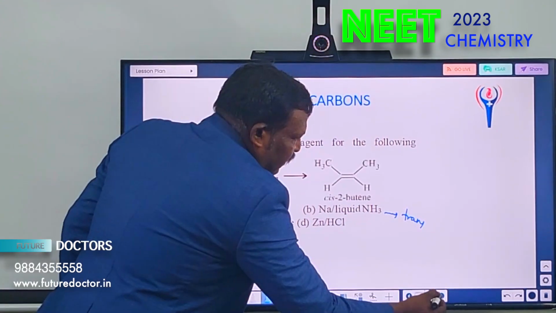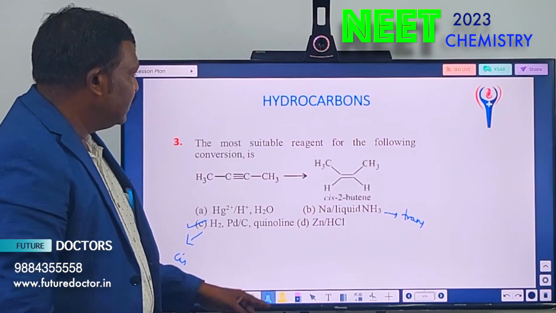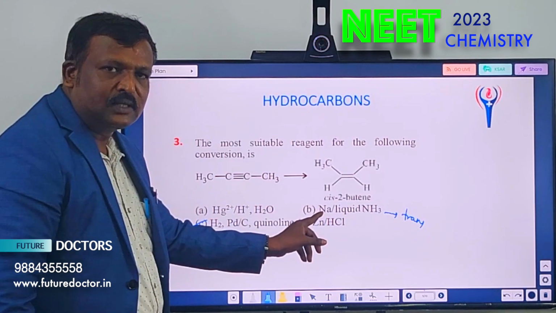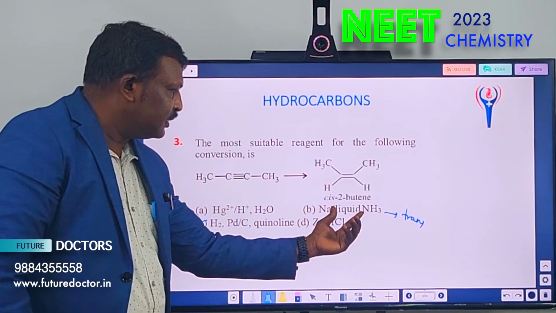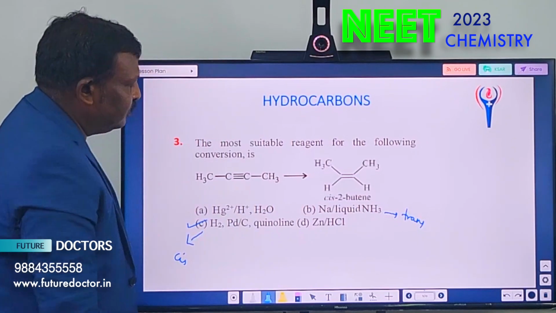Understood? Okay, next one. Suppose same thing. Suppose here if you put trans, means what? So this is the answer. Understood? It's a Birch reduction. The name of the reaction is called Birch reduction. Sodium dissolved in ammonia. Okay.